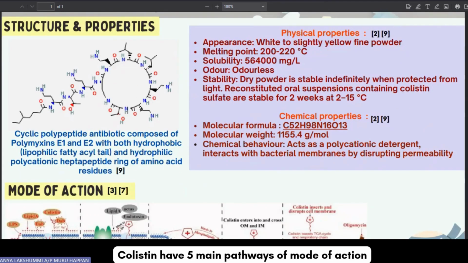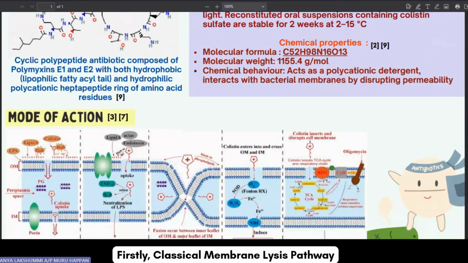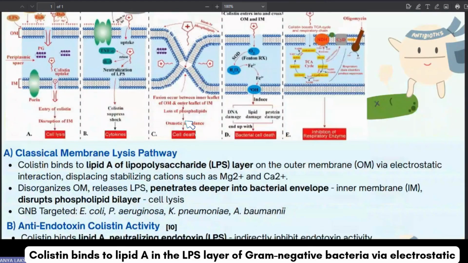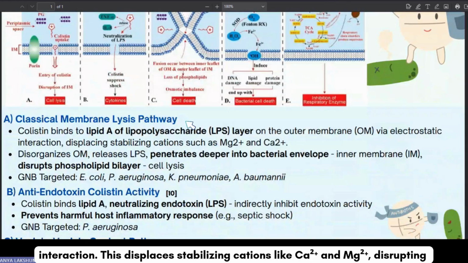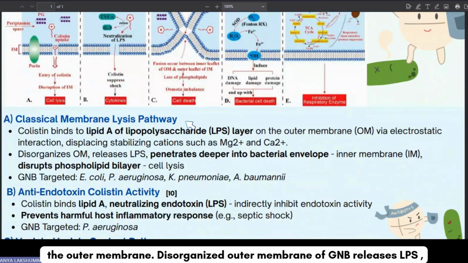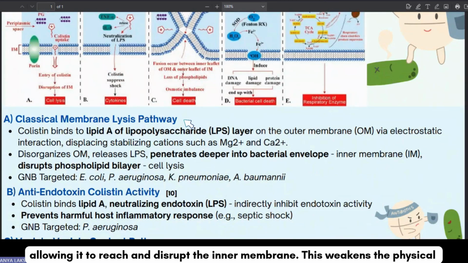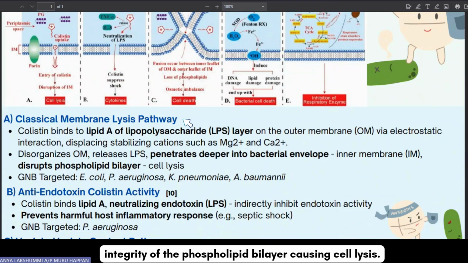Colistin has five main pathways of mode of action. Firstly, the classical membrane lysis pathway. Colistin binds to lipid A in the lipopolysaccharide layer of gram-negative bacteria via electrostatic interaction. This displaces stabilizing cations like calcium and magnesium, disrupting the outer membrane. This disorganized outer membrane of gram-negative bacteria releases lipopolysaccharide, allowing it to reach and disrupt the inner membrane. This weakens the physical integrity of the phospholipid bilayer, causing cell lysis.